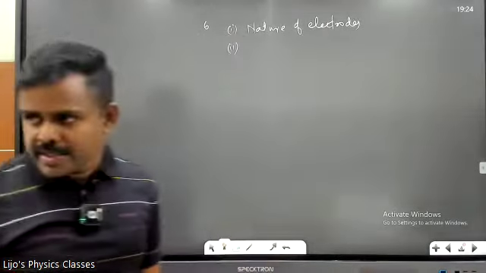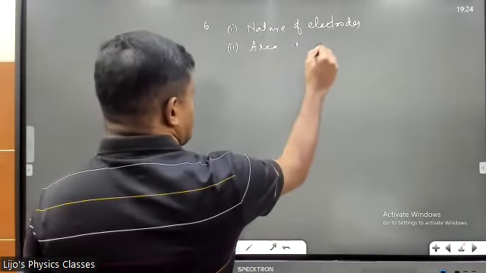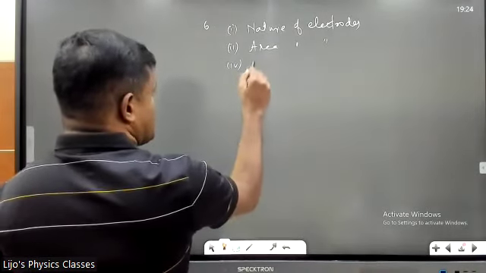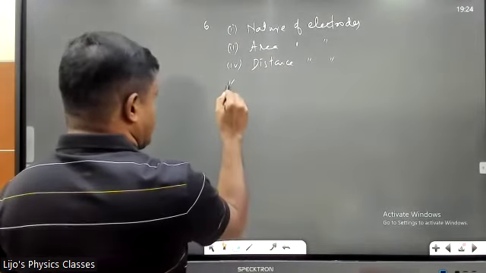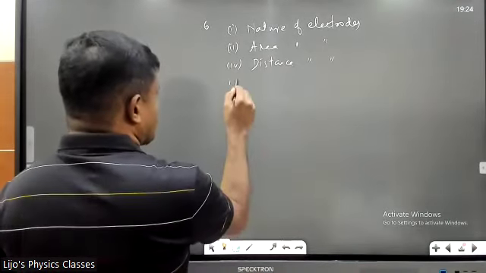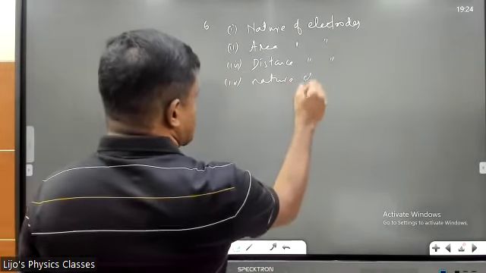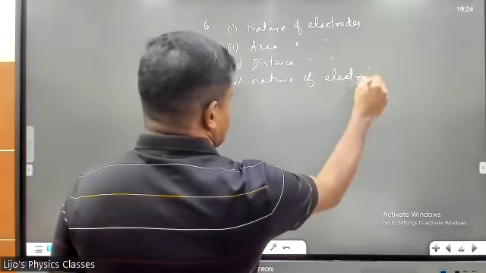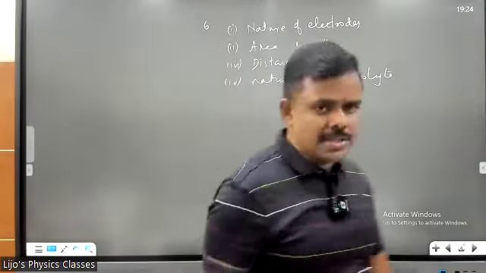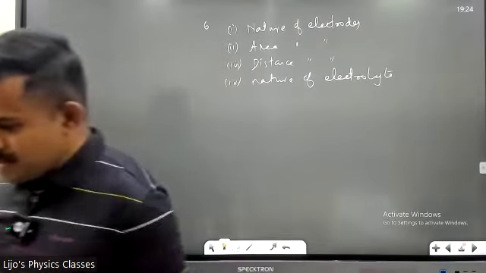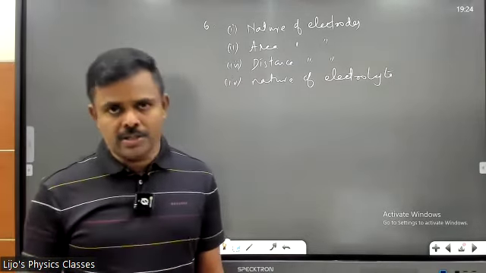Internal resistance of a cell depends upon the nature of electrodes, area of electrodes, distance between electrodes, and nature of electrolyte. So these are the factors affecting the internal resistance of a cell: nature of electrodes, area of electrodes, distance between the electrodes, nature of electrolyte.